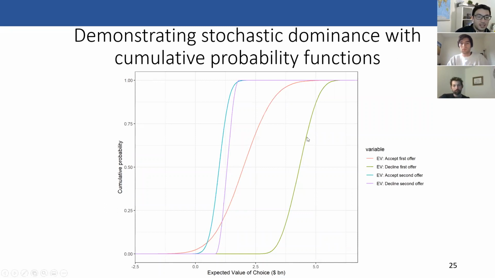And if you see this instance where you always have a non-overlapping line, so we're talking about the first offer, which is the red and the green, you can see that they never cross, which means that declining the first offer, which is green, is always going to be higher than accepting that first offer, and that's known as stochastic dominance.